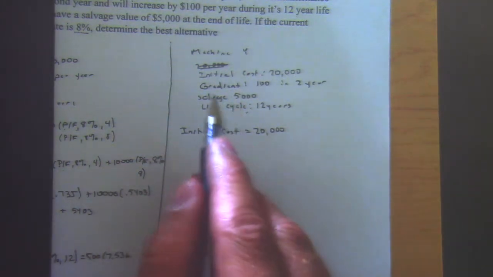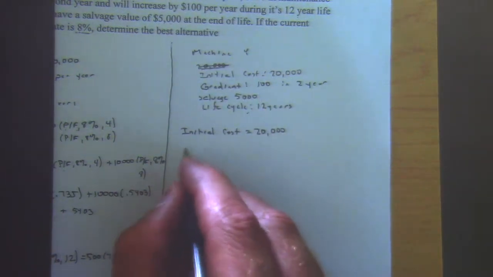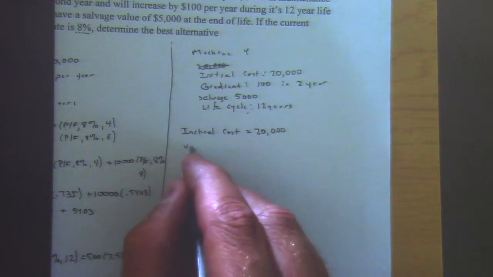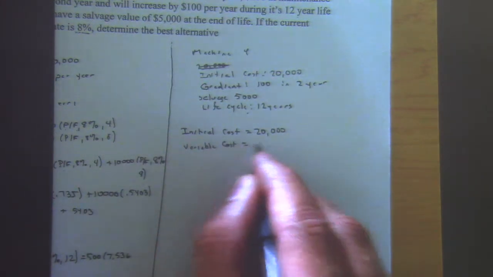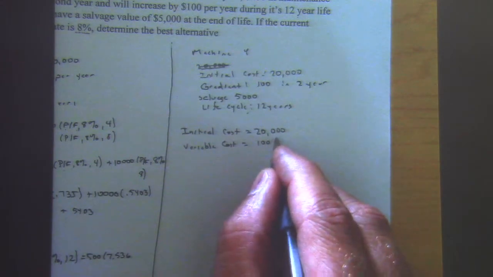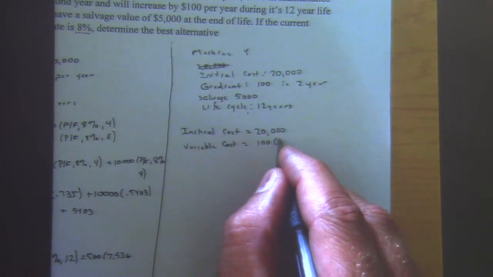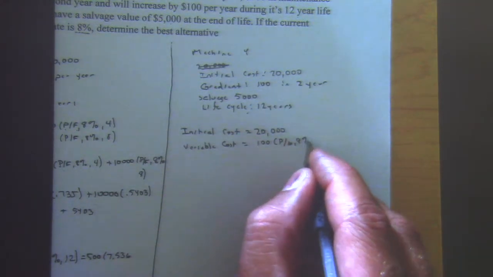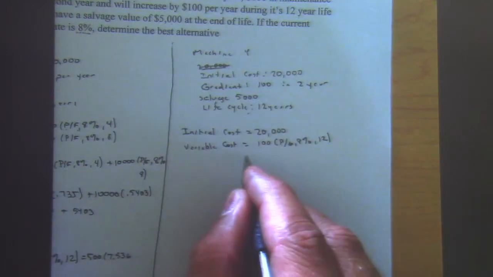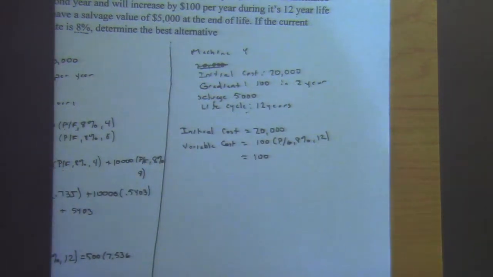The variable cost is going to be represented by this gradient, okay? So we're going to say that the variable cost is going to equal $100, and we're going to turn that gradient into a present value, so we're going to do a present given gradient at 8% interest for the 12 years. Okay, so once again from our table, we're looking for the present given a gradient, so that is over here, at 8% interest for 12 years.